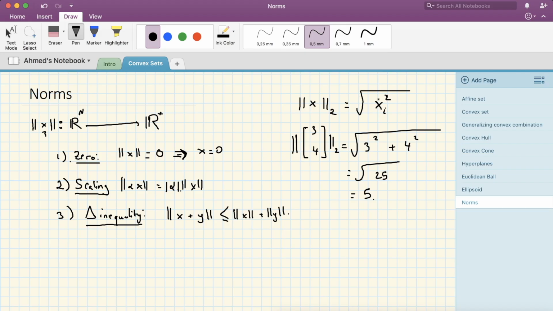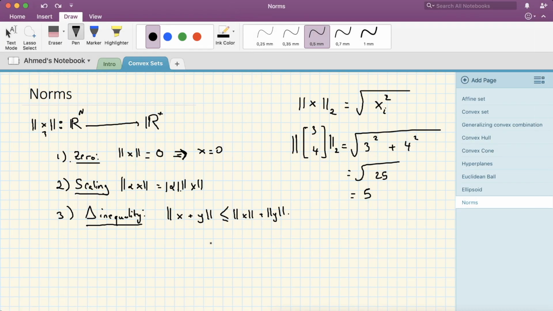So when this is 0, the sum of positive numbers is 0 when each and every entry is 0, right? And also when you scale this with an alpha, then each entry here is alpha xi squared. Then this alpha is extracted outside the square root as an absolute value, therefore proving the second property. And the third property, I will leave it to you. If you have any questions, you can just hit me an email. I'll leave my email in the description.